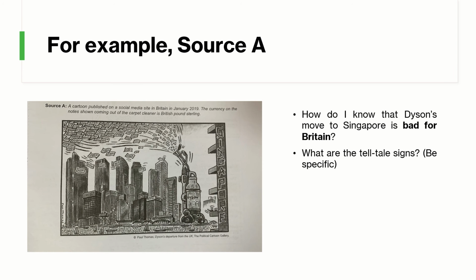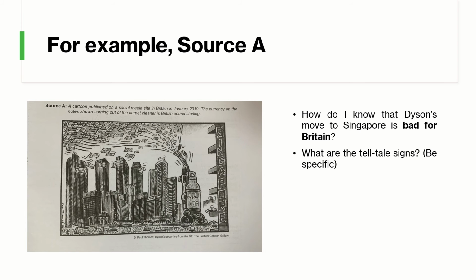Okay, so for example, source A is a pictorial source. It's a cartoon published on a social media site in Britain in January 2019. The currency on the notes coming out of the carpet cleaner is the British pound sterling. So how do I know, based on source A, that Dyson's move to Singapore is bad for Britain? What are the telltale signs? So you must be specific.